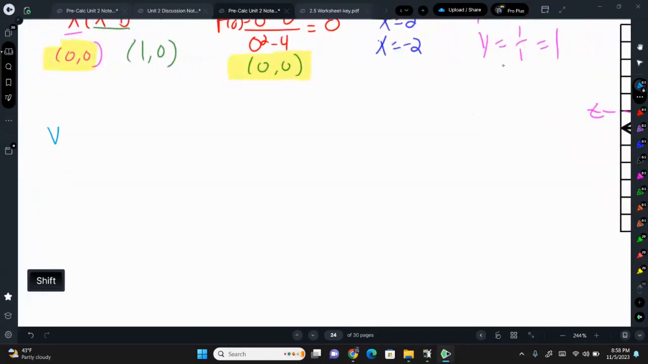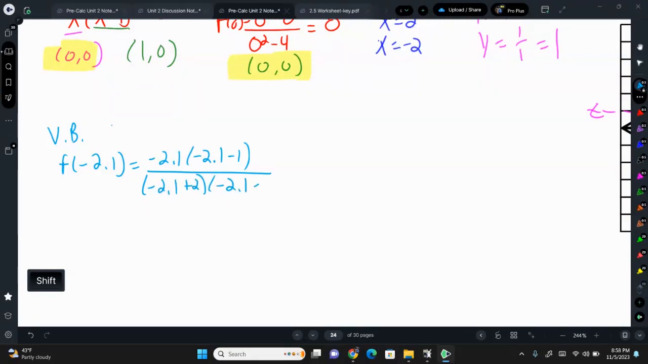So vertical behavior, so we're going to do f of negative 2.1. So that's negative 2.1 times negative 2.1 minus 1 over negative 2.1 plus 2 times negative 2.1 minus 2. And if we type that in your calculator, you're going to get a positive number. So positive means left side up.